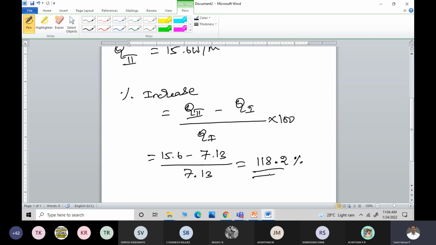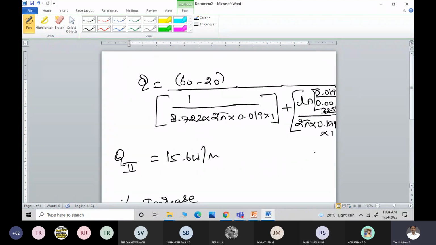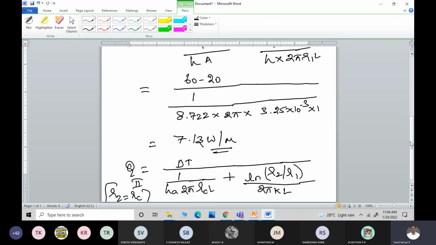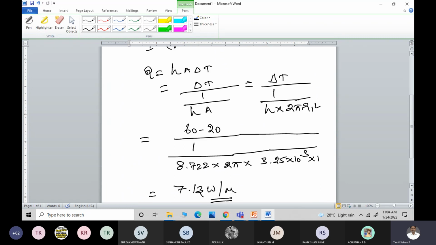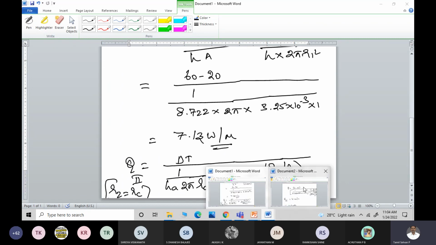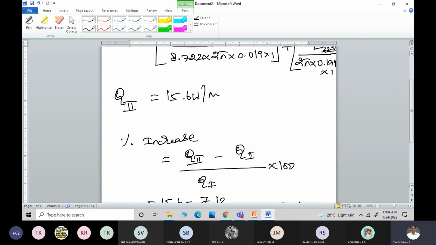more than 100 percent. Is it fine, students? Fine, sir. What happens when you don't have insulation? When you don't have insulation, the heat transferred is 7.13. But if you have the critical radius of insulation, you have 15.6.